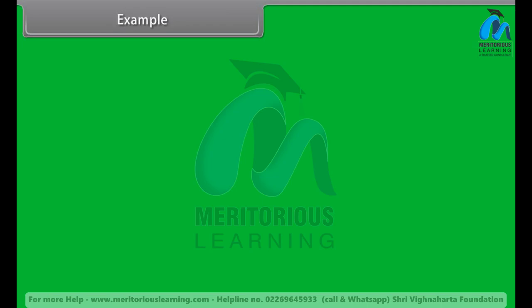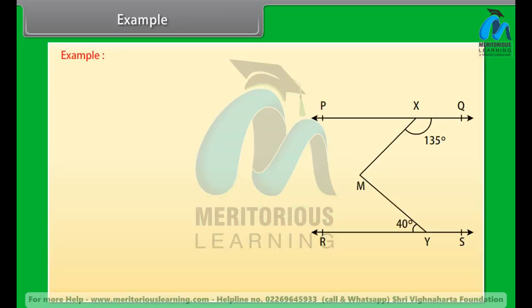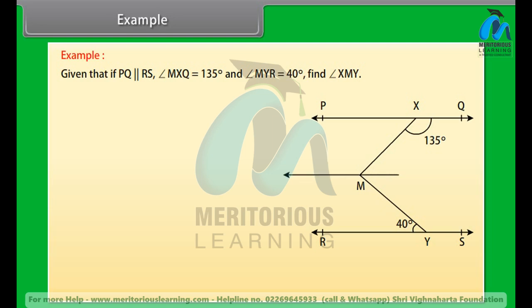Example. Now let us solve some examples related to parallel lines. Given that PQ is parallel to RS, angle MXQ is equal to 135 degree and angle MYR is equal to 40 degree, find angle XMY. For solution, we need to draw a line AB parallel to line PQ through point M. Now AB is parallel to PQ and PQ is parallel to RS. Therefore, AB is parallel to RS because two lines parallel to the same line are parallel to each other.